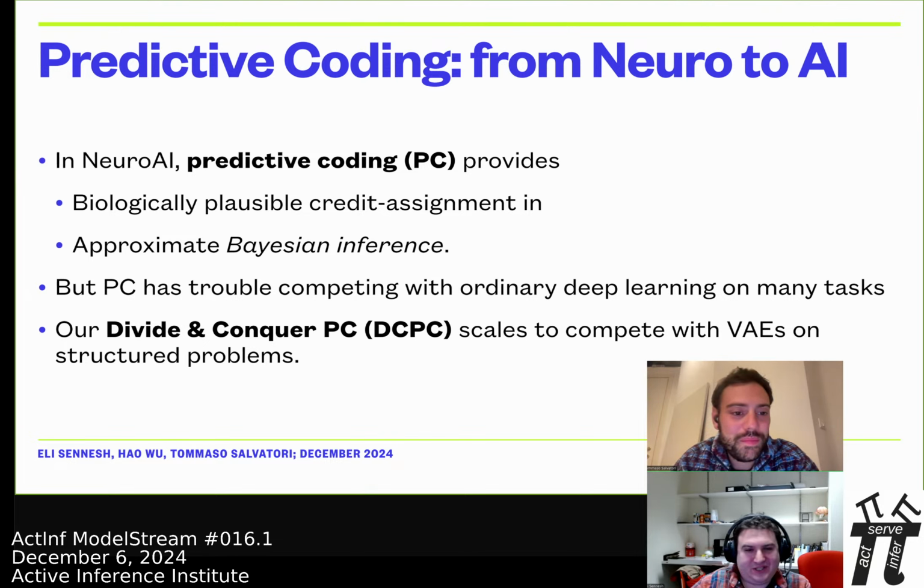Yeah, so the broad theory is that predictive coding sort of solves two tasks for the brain, and that's credit assignment and Bayesian inference. Now, predictive coding is also a thing in machine learning now. They do a lot of it at Versus. Tommaso's done a bunch with it. But for various reasons we can go into, it sometimes doesn't scale as well as backprop. And so we basically started over again, I guess you could say, with the concept of predictive coding to build our divide and conquer PC algorithm. And we basically find that you can use this at roughly the same scale you would with VAEs.